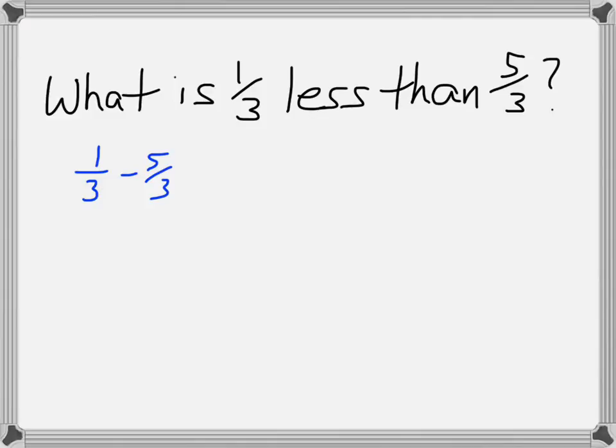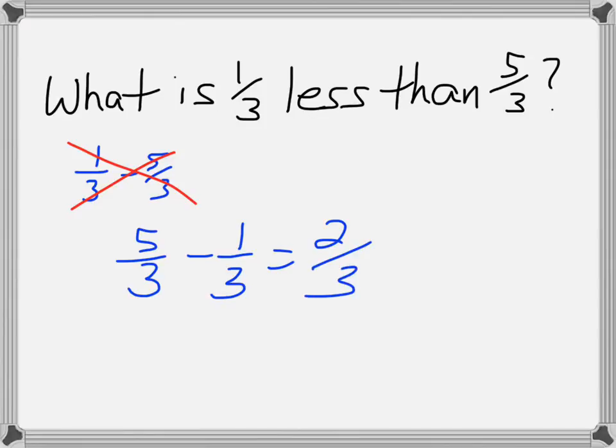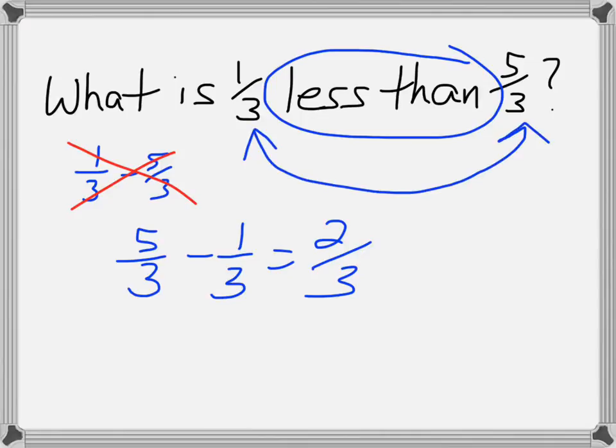But this is backwards. If I say I have $2 less than you, then you would subtract the $2. If you have 7 and I have 2, and I say I have $2 less than you do, it would be 7 minus 2, not 2 minus 7. So this problem should really be written 5/3 minus 1/3 equals 2/3. So be careful when you see the phrase less than. You're going to have to switch the order of the numbers that they give you.